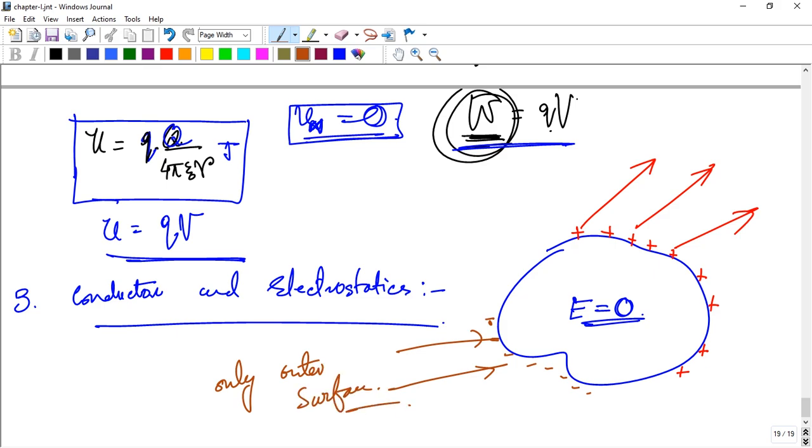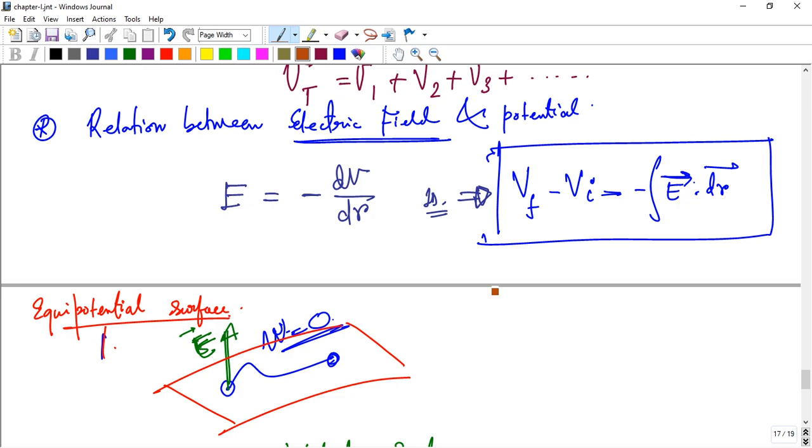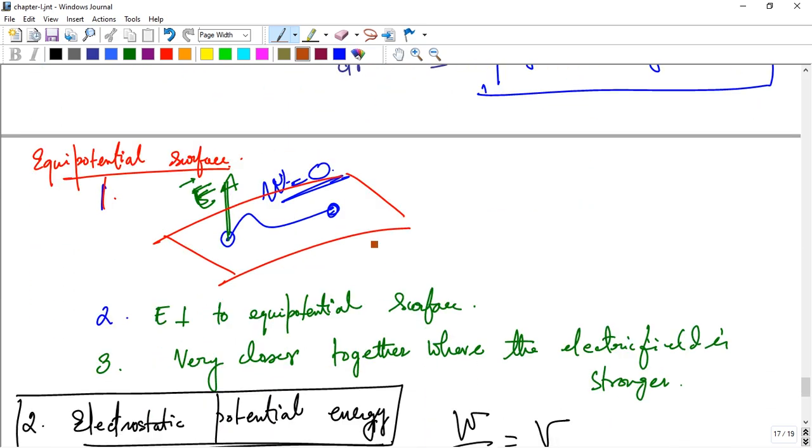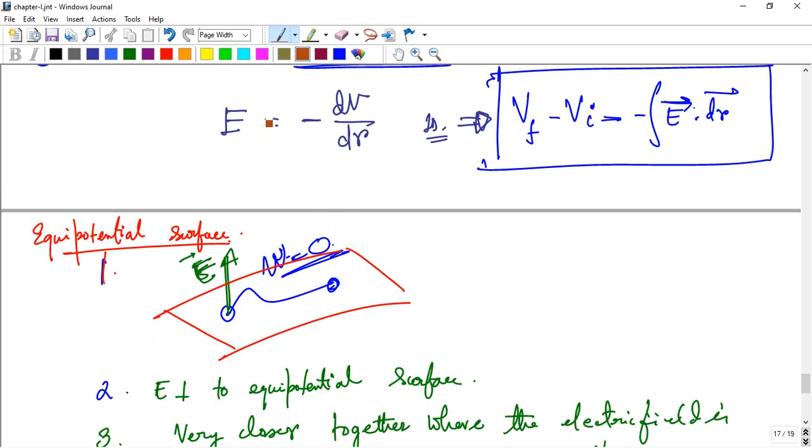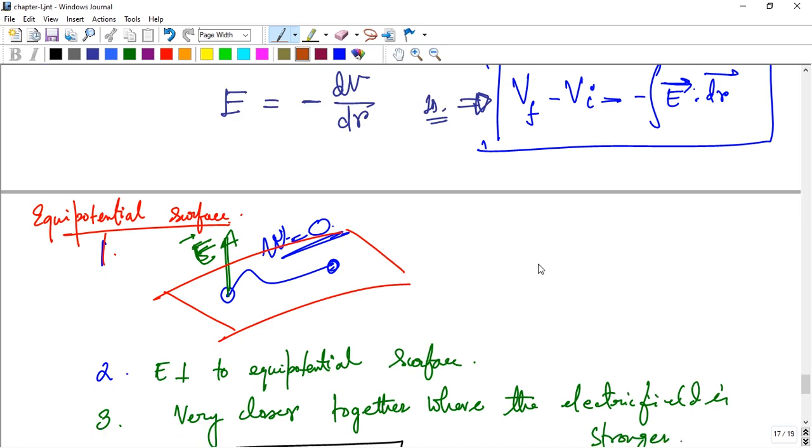Okay, and point number 3: the electrostatic potential is constant throughout the volume of a conductor. Okay, so the potential is constant, because we know that E equals -dV/dr. Suppose E equals 0 inside a conductor, so that is 0, and the potential is constant.